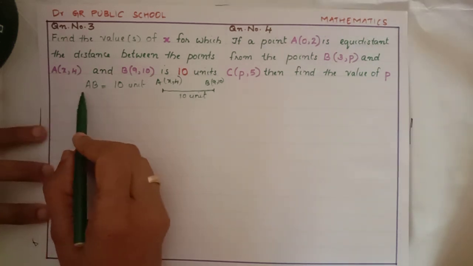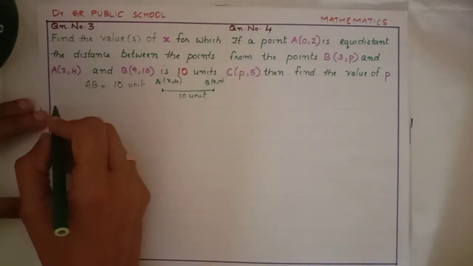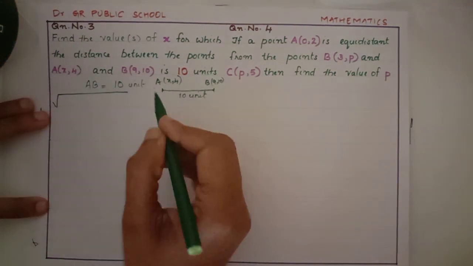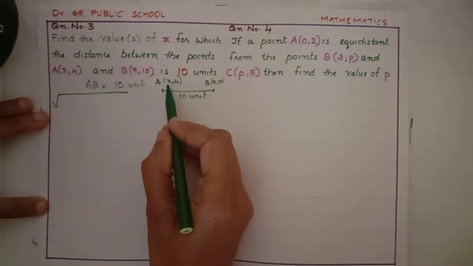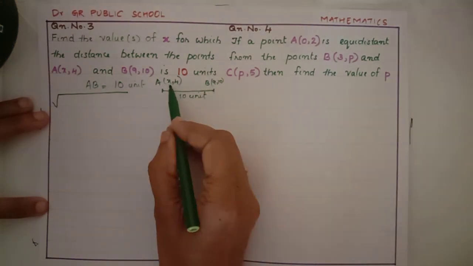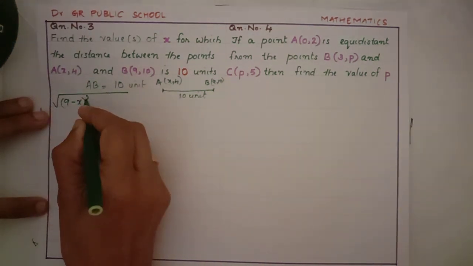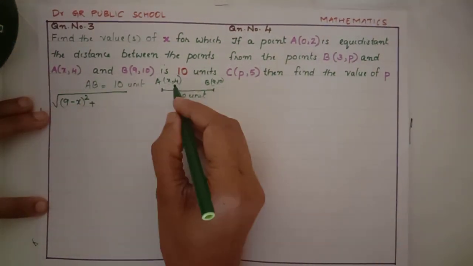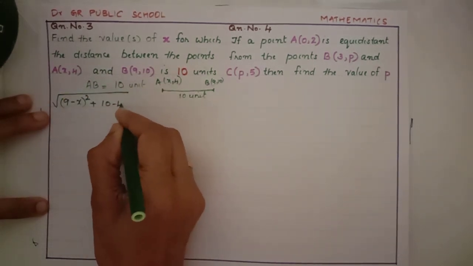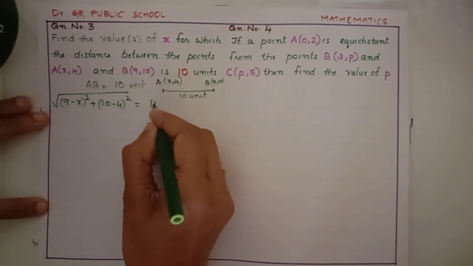So here AB, here I am not writing the formula, you know the formula, just I am going directly. So how will you get AB? Square root of, if we are taking this as (x1, y1) and this as (x2, y2), (x2 minus x1), (9 minus x) the whole square plus (y2 minus y1), what is it? (10 minus 4) the whole square equal to, here it is given as 10 units.